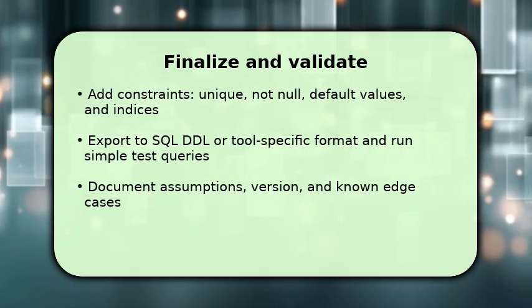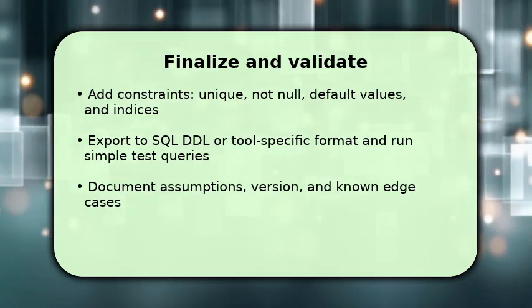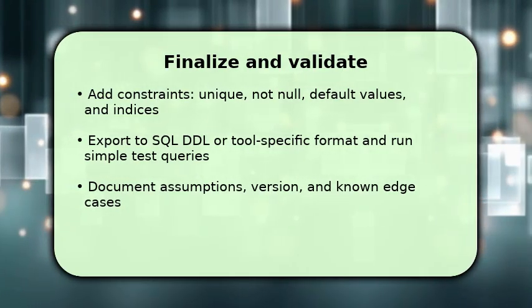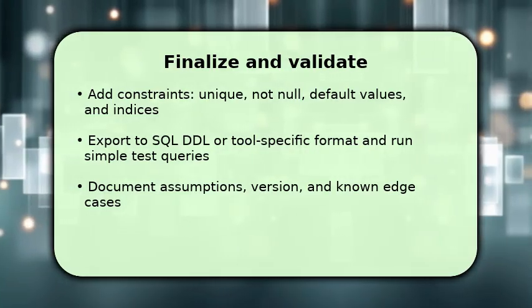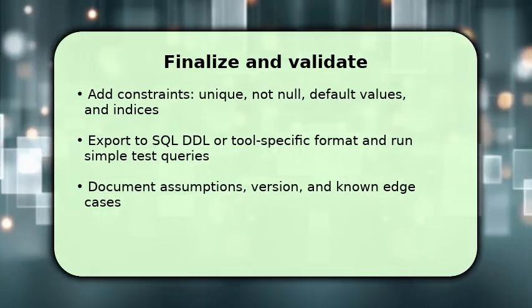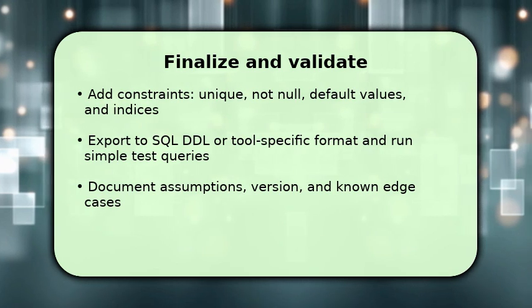If something breaks, verify cardinality and foreign key mappings first. That single mismatch is the most common issue. Finally, annotate assumptions and save a version copy so future edits remain traceable.